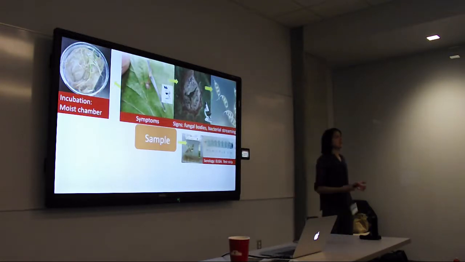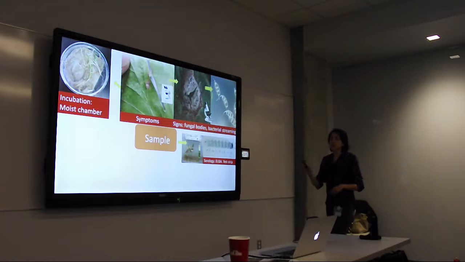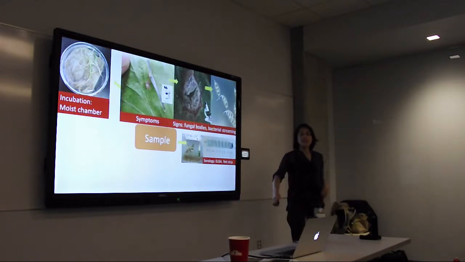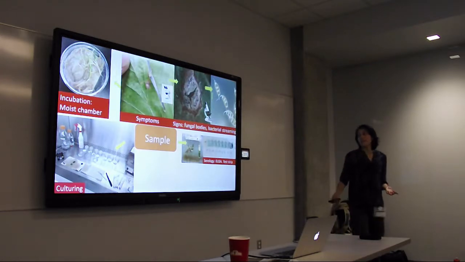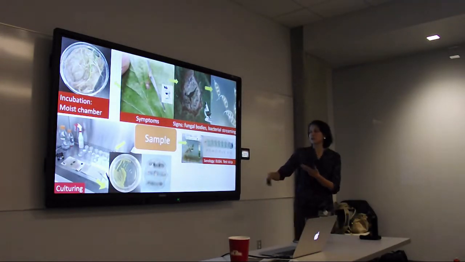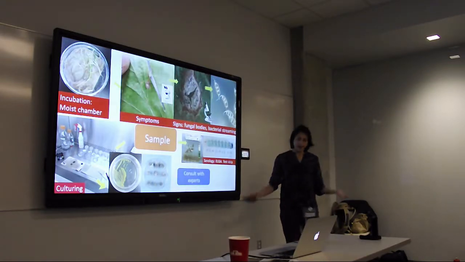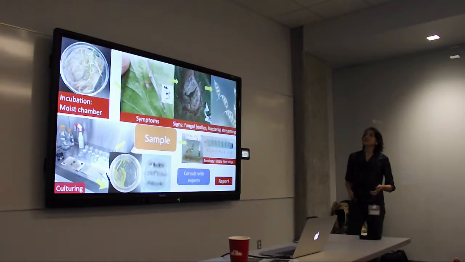Depending on what it is, if we are thinking it's a virus, then we have some ELISA and some test strips that we can run on different samples. Often we need to culture the tissue, and then from there we'll allow those pathogens to develop and culture, and consult with experts. So we put all this information together in a report.